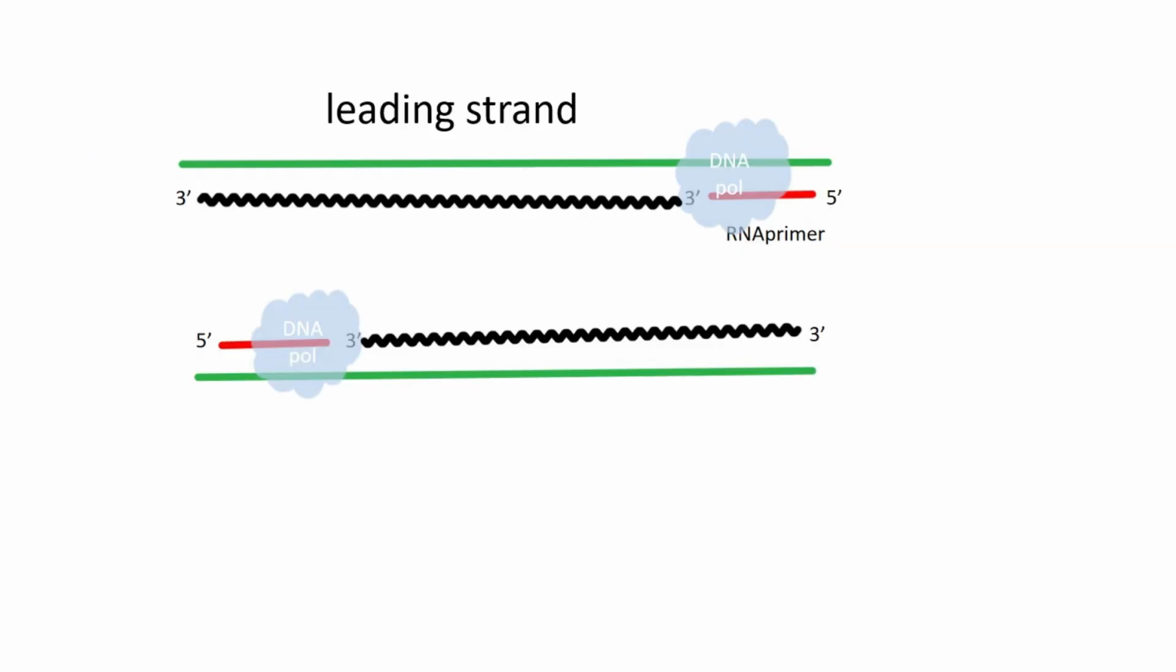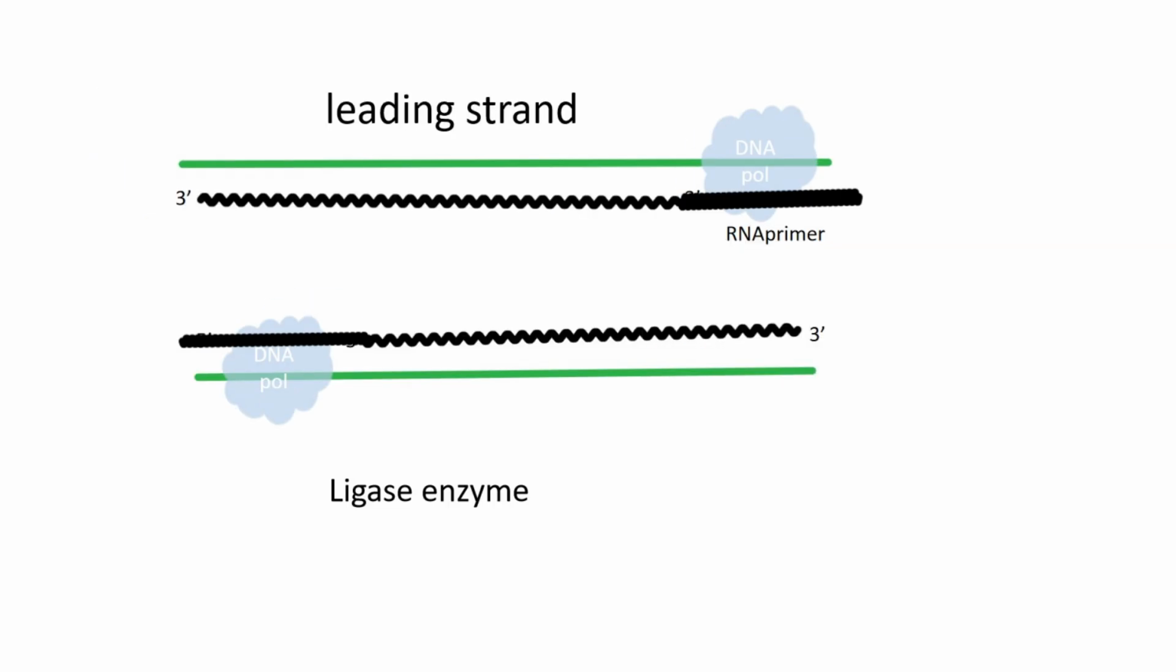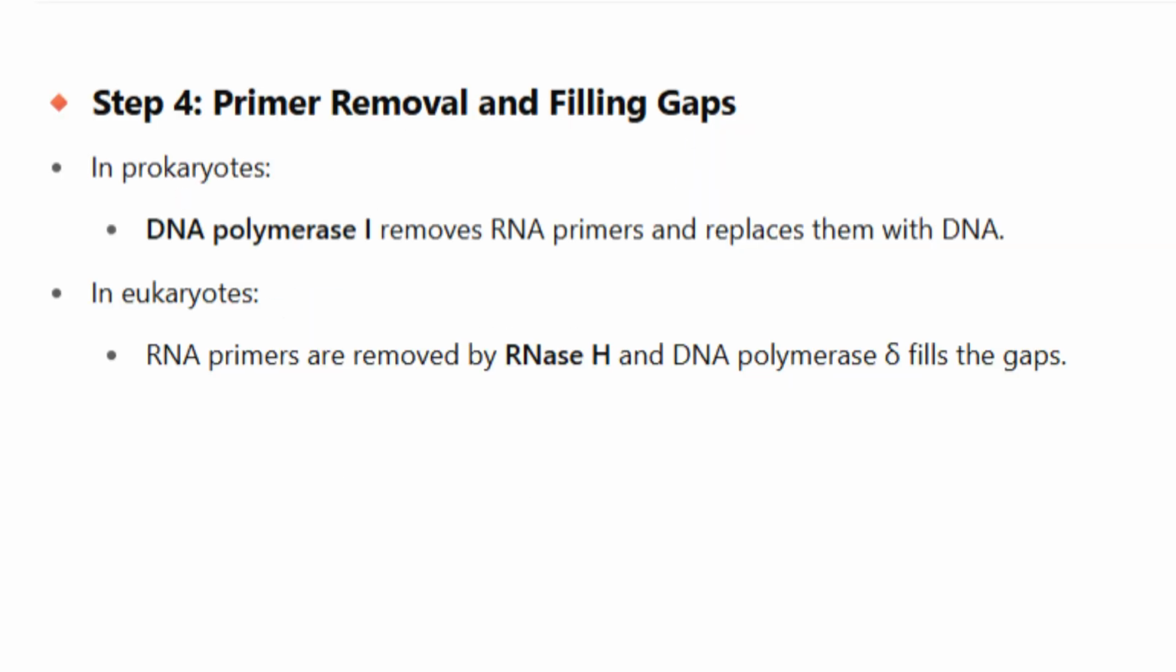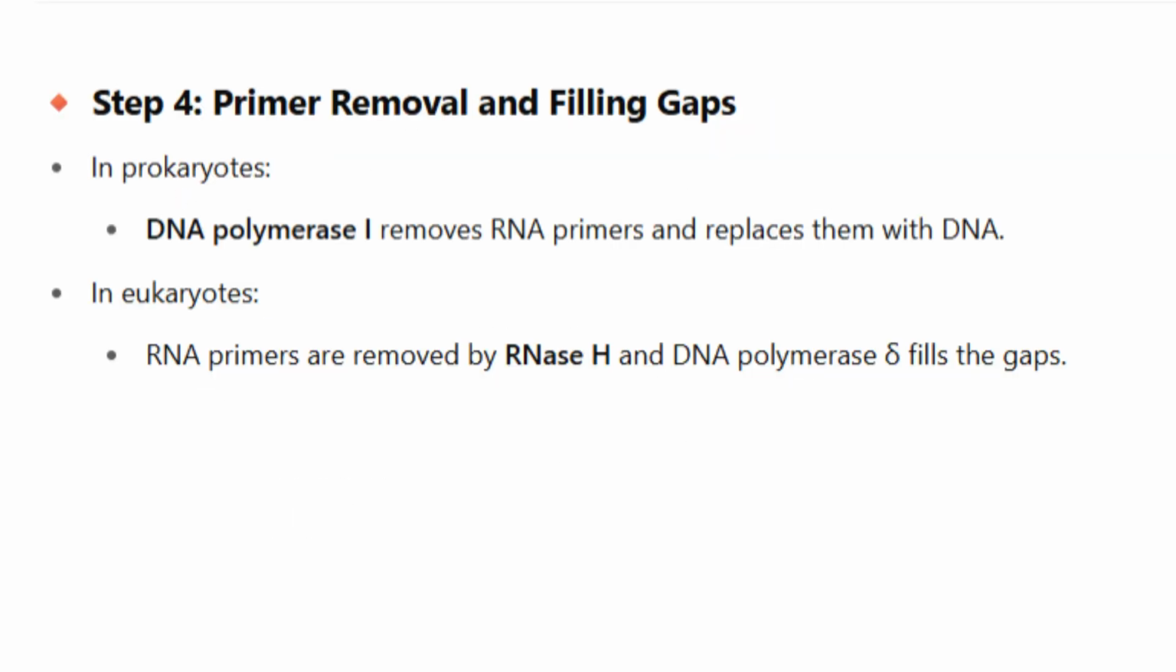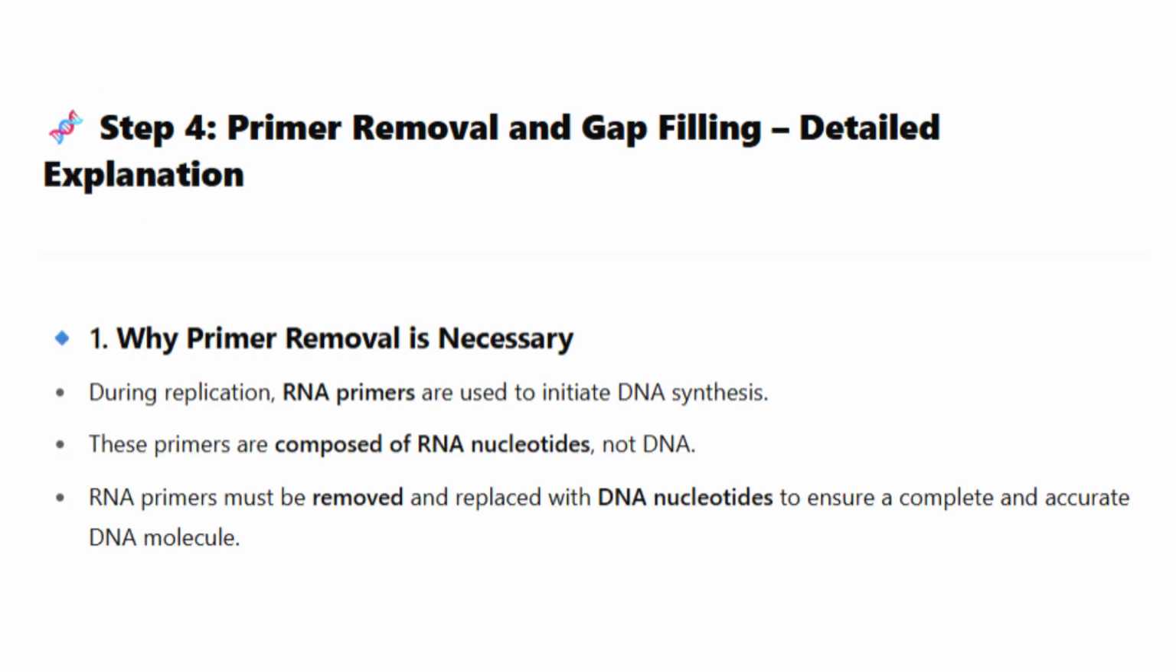Step 4. Primer removal and filling gaps. In prokaryotes, DNA polymerase I removes RNA primers and replaces them with DNA. In eukaryotes, RNA primers are removed by RNase H and DNA polymerase delta fills the gaps. Step 4. Primer removal and gap filling. Detailed explanation. 1. Why primer removal is necessary.